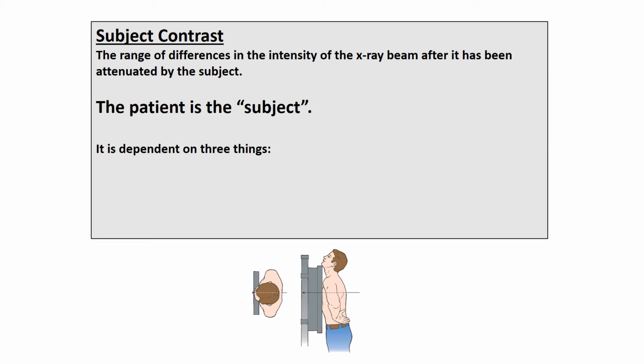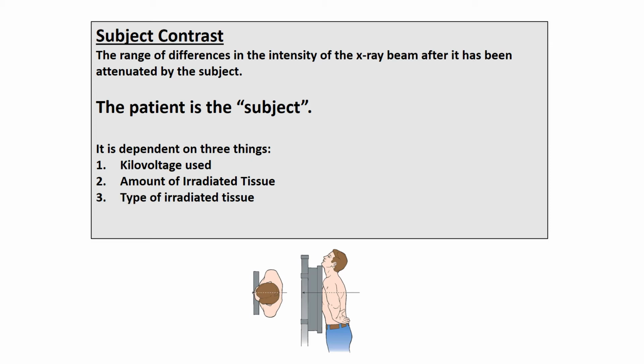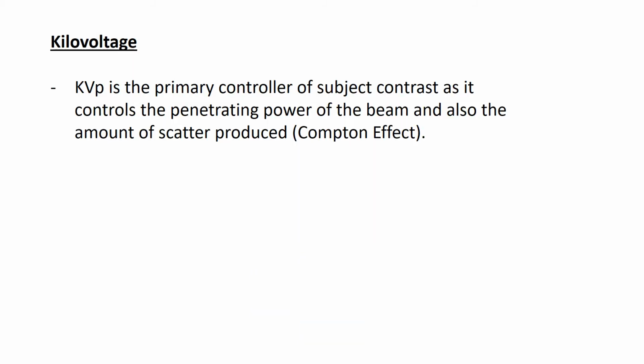Your subject contrast is dependent on three things: the kilovoltage that is used, the amount of irradiated tissue, and the type of irradiated tissue. So let's look at these. Kilovoltage is the primary controller of subject contrast, as it controls the penetrating power of the beam. It's really determining how many photons are going to get through, how many are going to be absorbed, and how many are going to scatter. It controls that penetrating ability of the beam.